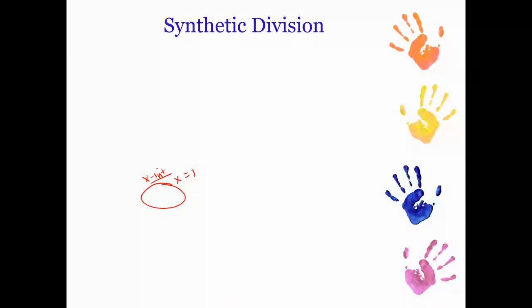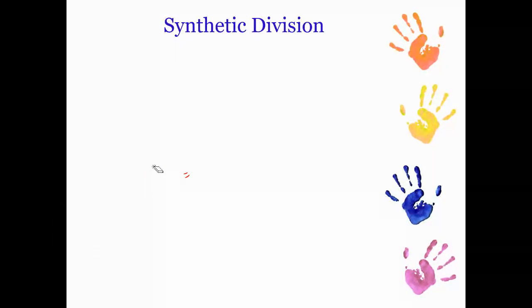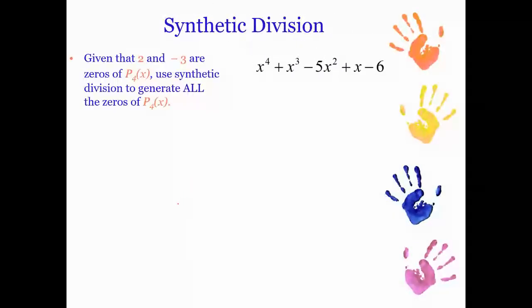Not factors like we did in long division, right? Long division, you need the factor. Like you're dividing something by x plus 3 and you're determining if it's a factor. Here we're working with the zeros. Okay, so given that 2 and negative 3 are zeros of this polynomial, we're going to use synthetic division to generate all the zeros of this function.